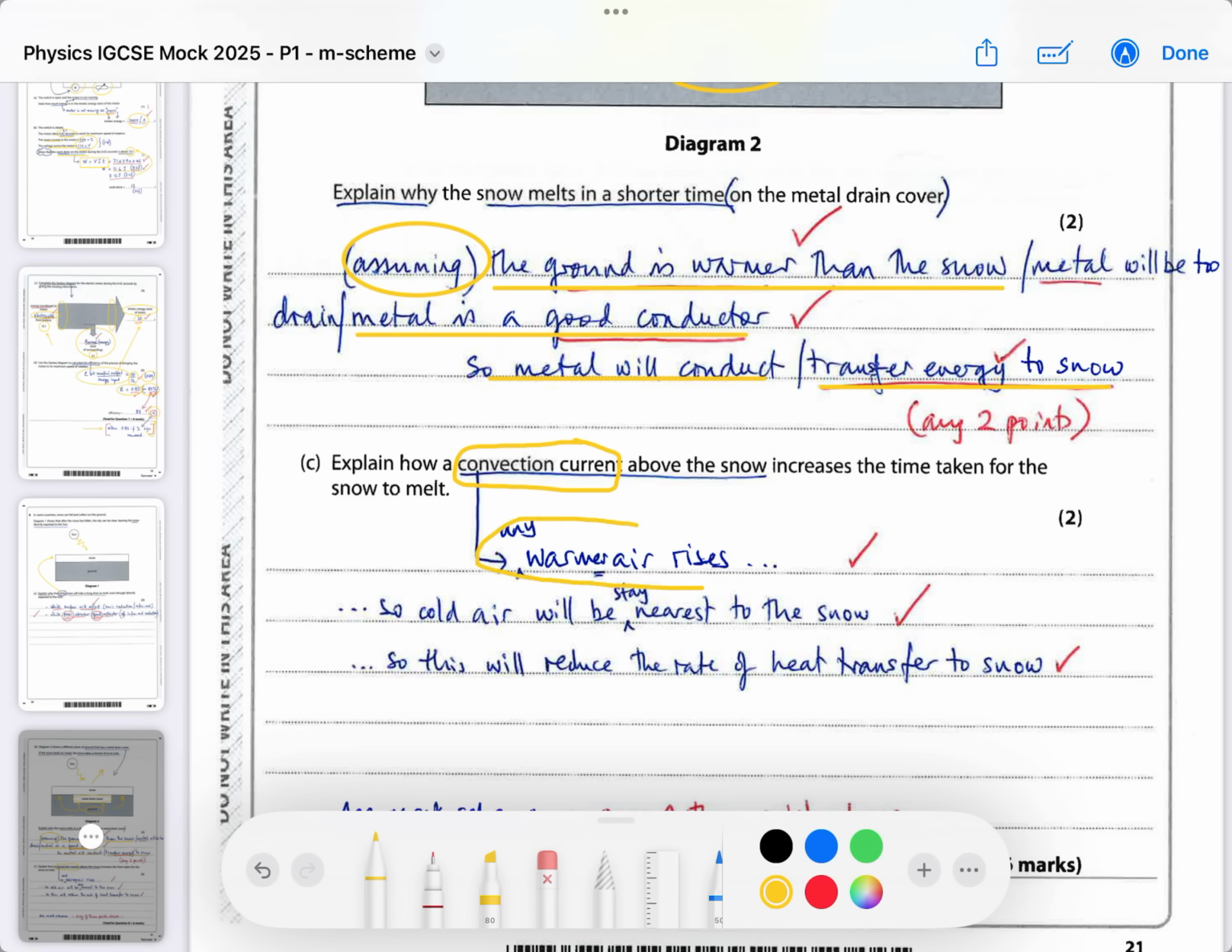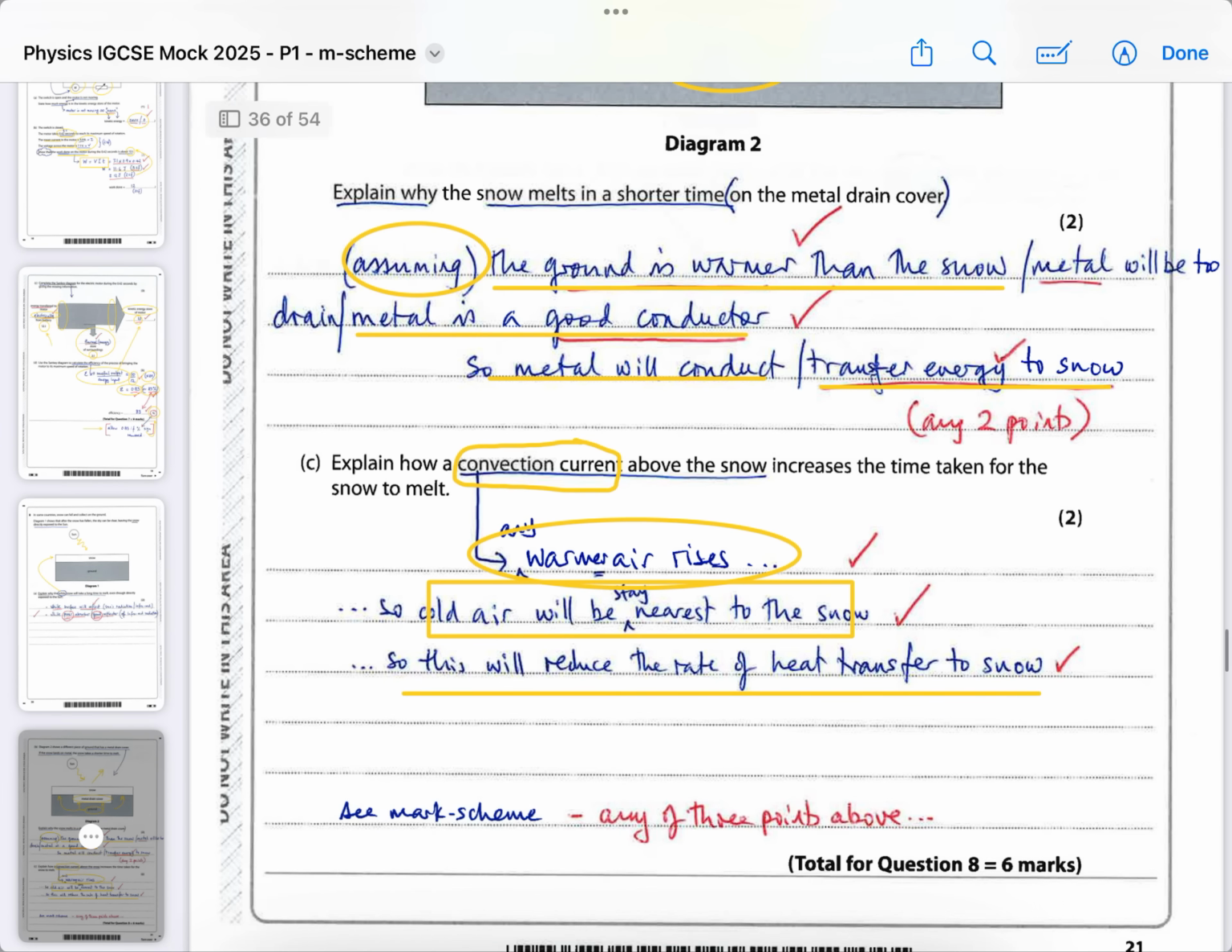Well, any warmer air will rise above the snow. So any bit of air that's warmer will rise up, and cold air will stay nearest to the snow because cold air is denser and it will sink. So you always have the cold air close to the snow. That means it stops the warm air from touching the snow. So this will reduce the amount of heat transfer from the warmer air, because the cold air takes the place of the warmer air. Okay, and that's how you can explain the convection.